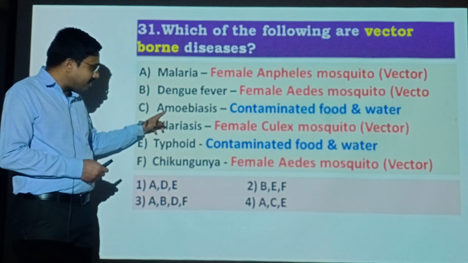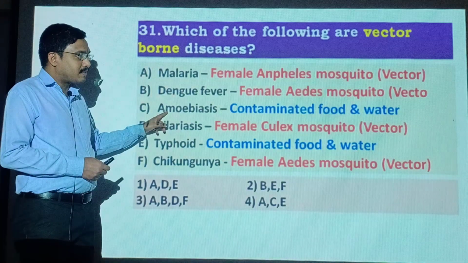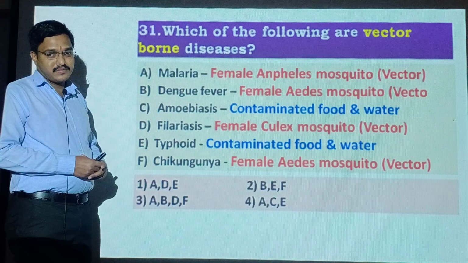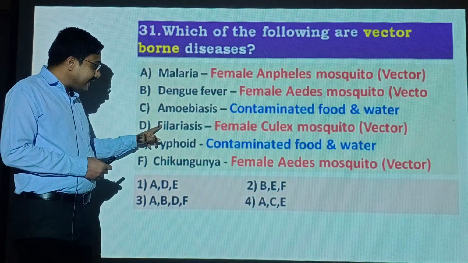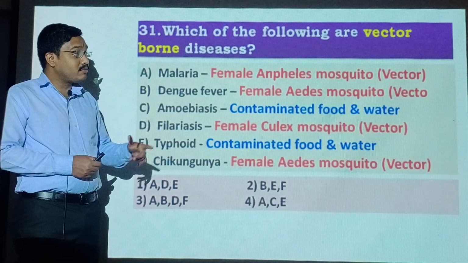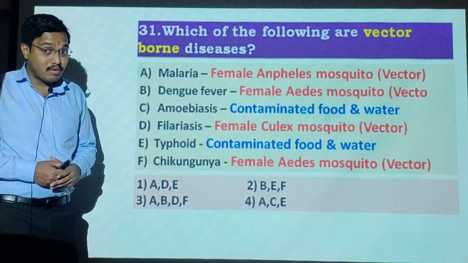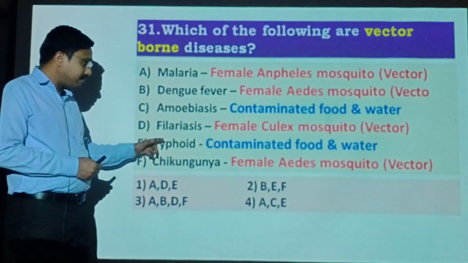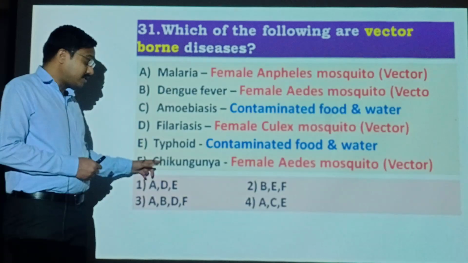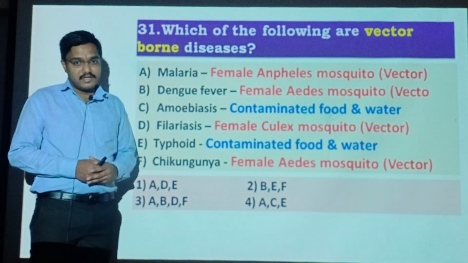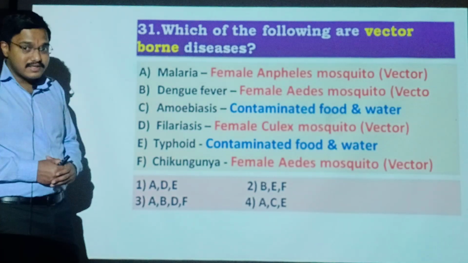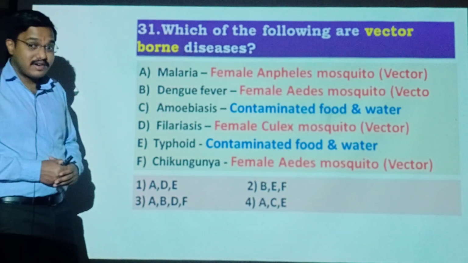But amoebiasis is spread by contaminated food and water, right? Filariasis, it is by female Culex mosquito. This is also vector-borne disease. Typhoid is by contaminated food and water. Last one is chikungunya. This is also by female Aedes mosquito. This is also vector-borne disease.